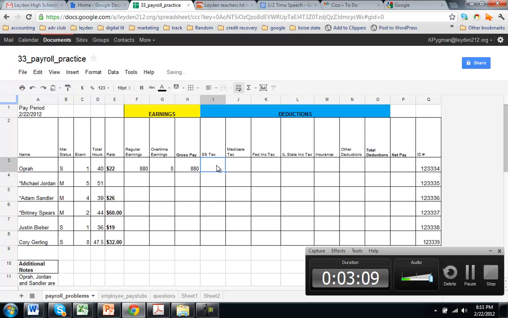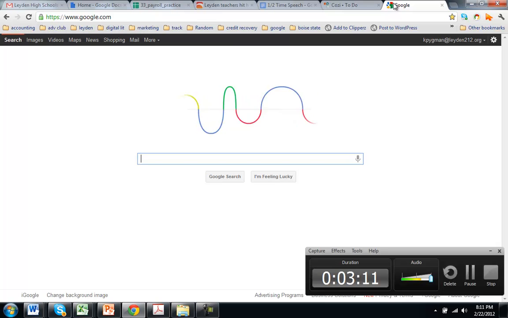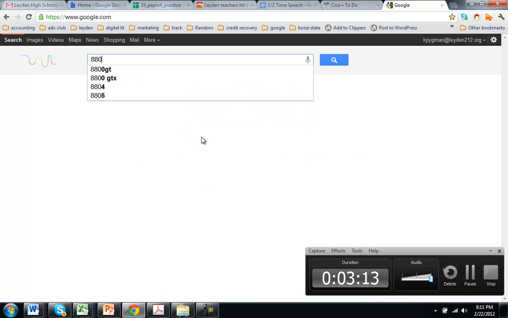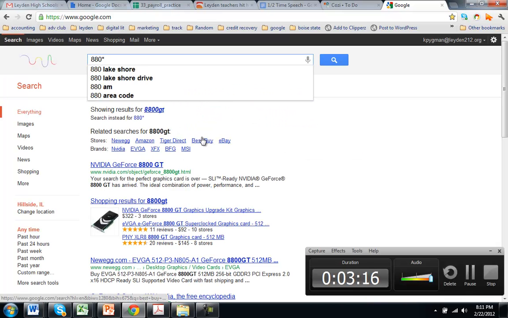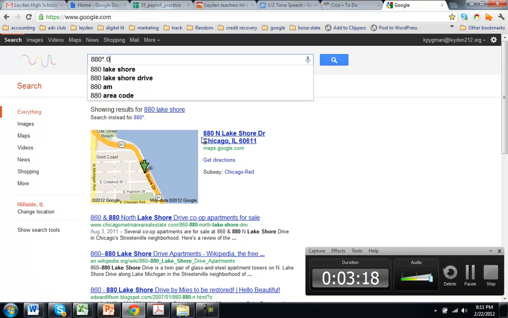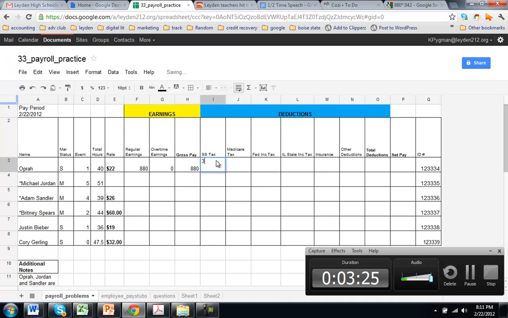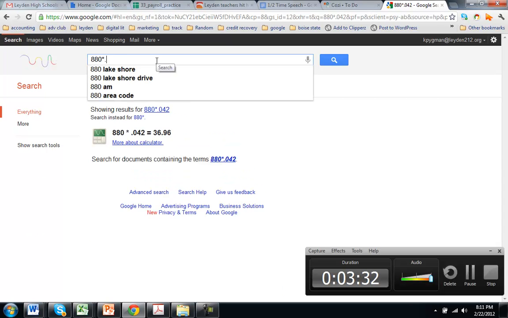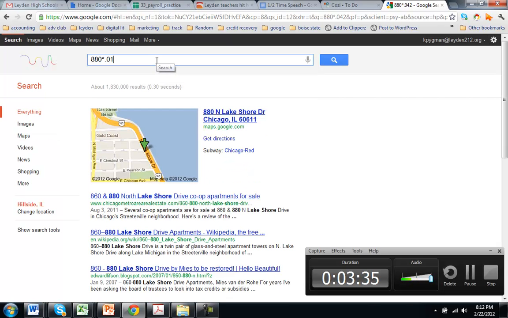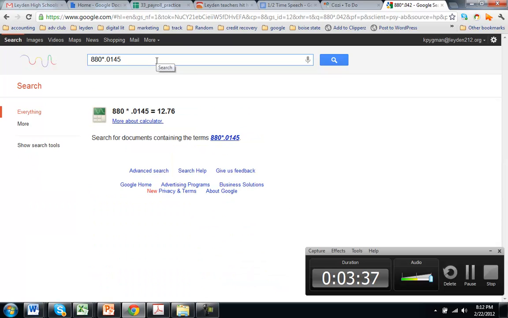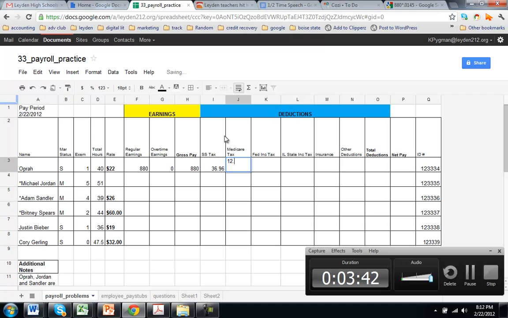Social Security tax. Well, let's go to Google. Her gross earnings are $880, and I know that our Social Security tax rate is 4.2%. So I plug that in my Google, and $36.96 is what we take out for Social Security. Medicare, I take her regular earnings again, $880. This time we multiply it by the Medicare tax rate, which is 1.45%. The percent's less than 10, so we have to put a 0 in front of it, so $12.76.